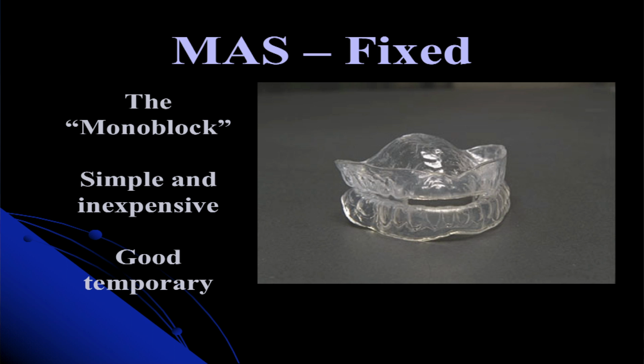This is the monoblock, simple, inexpensive, it's good as a temporary. Let's say a patient's going to Germany tomorrow and you can't get an oral appliance made. Well, you can make this overnight or during the same day to give them something to use. Or perhaps they don't think this is ever going to work. You can use this for proof of concept. I might use this for a teenager just to see if this stops them from clenching. And then we'll go into an adjustable one later.